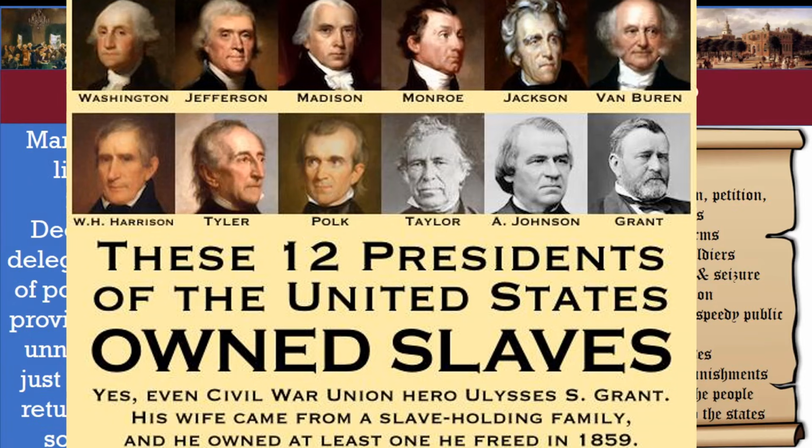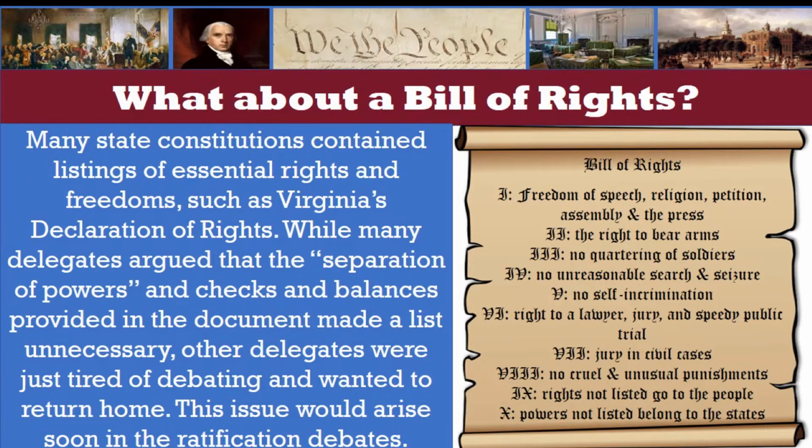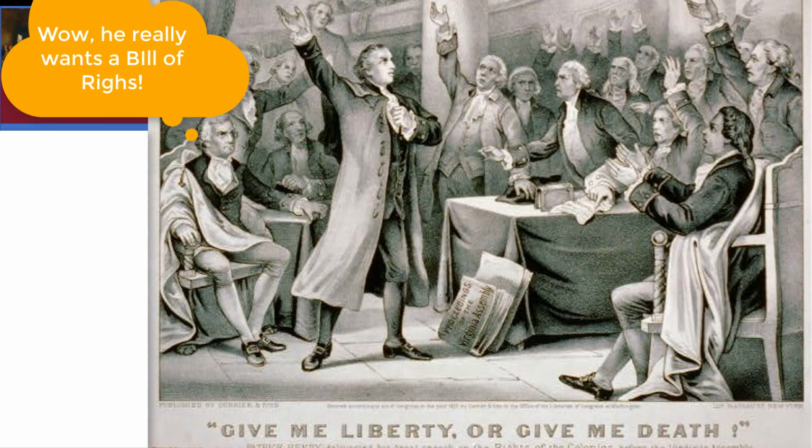Finally, another issue that delegates had was a lack of a Bill of Rights. Many state constitutions contain listings of essential rights and freedoms, such as Virginia's Declaration of Rights. While many delegates argued that the separation of powers and checks and balances provided in the document made a list of rights unnecessary, other delegates were just tired of debating and wanted to return home before a Bill of Rights could be added. This issue would soon arise in the ratification debates.